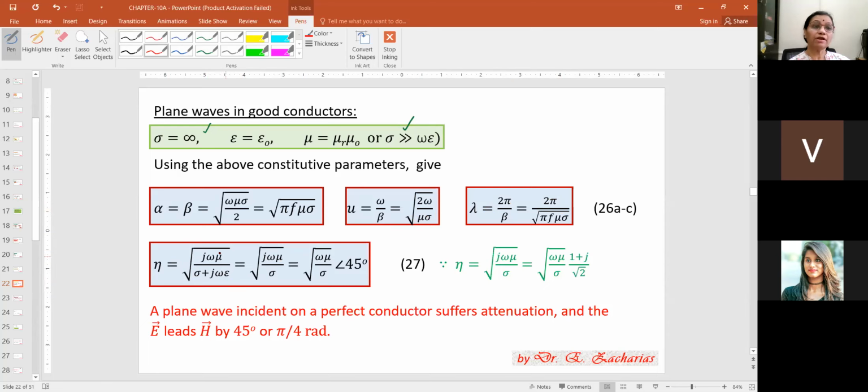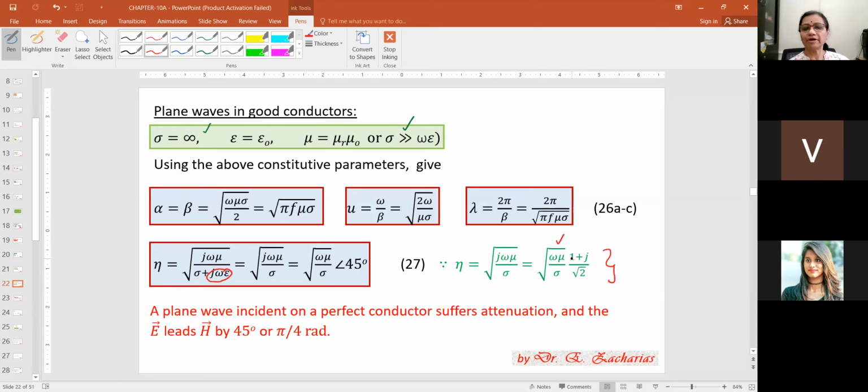Take the basic expression. Now what will happen is we are going to neglect this part, whereas in the previous case we neglected sigma. Now we are going to neglect this. When you neglect this, you will end up with j omega mu by sigma. And under root of j, as I have shown you here, can be written as 1 plus j by root 2. This is simple mathematics. Just take 1 plus j by root 2 and square it and see, then you will get j.